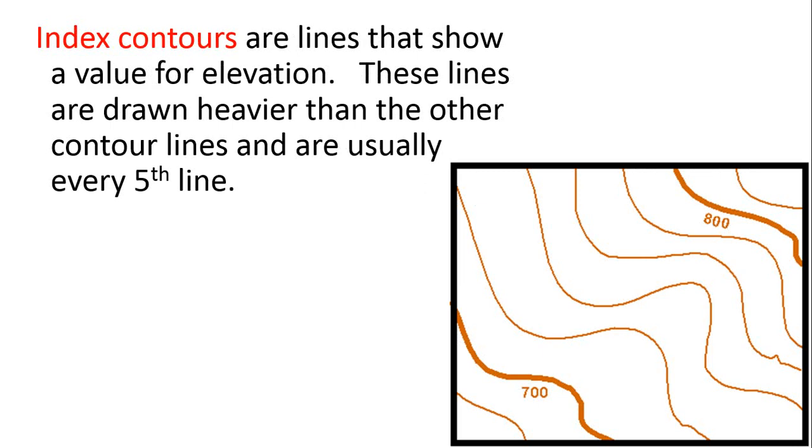So instead, we spread the lines out and we only draw a number on about every fifth line. We don't draw numbers on every line because the map would get too crowded and it would get too hard to read. So typically we draw a number on every fifth line. These extra dark lines that have numbers with them are called index contours. Those are the ones that we actually measure from, and they're typically every fifth line.